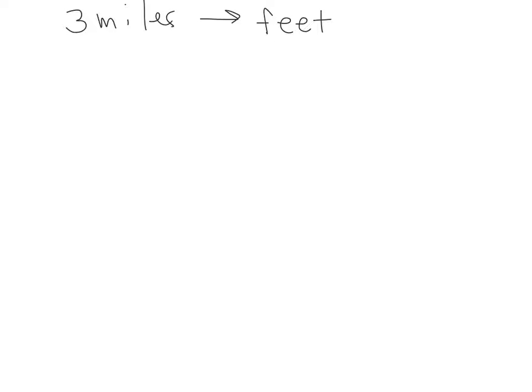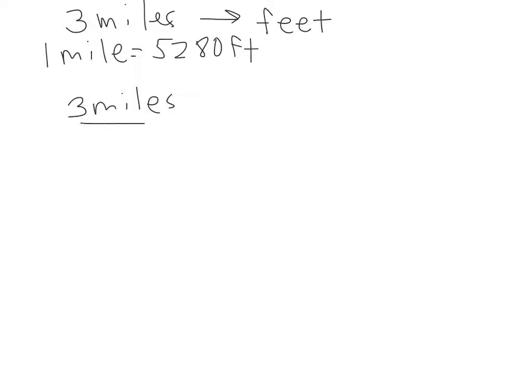Okay, so I know that 1 mile is equal to 5,280 feet. In this case, that's all I need because I've got a way to go from miles to feet, and that's what I need. The next step is to draw a table. I'm going to start by writing down what I'm trying to convert. I'm trying to convert 3 miles, so that's what I start by writing.